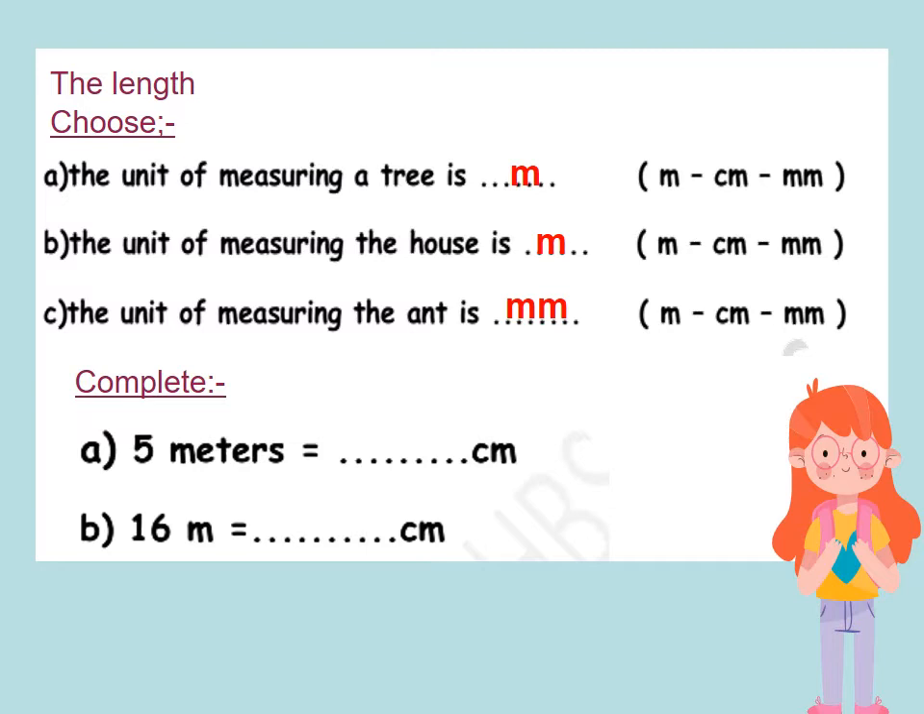Okay, the next one, complete. 5 meters equals how many centimeters? We agreed that meter has 100 centimeters. So 5 meters equals 5 times 100 equals 500 centimeters. Okay, the next one, 16 meters equals how many centimeters? So we will put 2 zeros next to 16. So we will have 1600 centimeters.